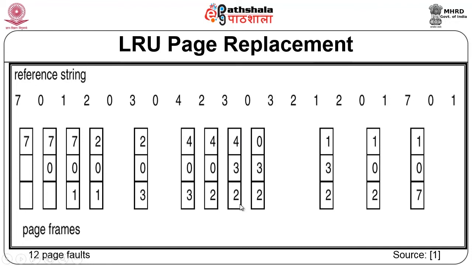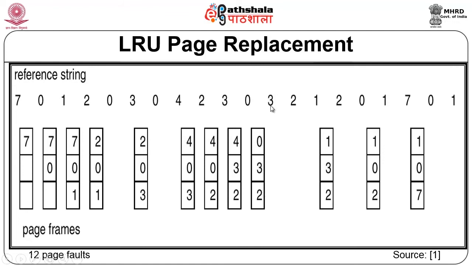So 4, 3 and 2. The next reference is to page 0. The most recently used was 3, and before that 2 was used, and 4 is the least recently used, and hence 4 is chosen and 0 is brought inside. You have 0, 3 and 2.